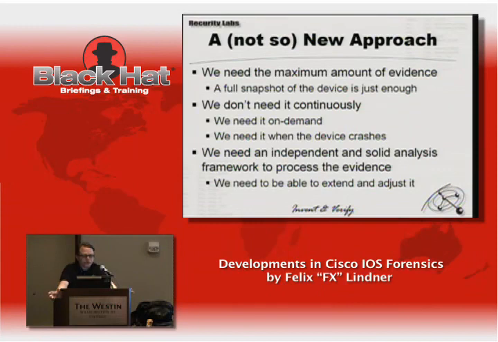What we need is the maximum amount of evidence that we can possibly get. So essentially, a full memory snapshot is just enough for us to work with. On the other hand, we don't need that every 5 minutes. We need that either when we have suspicion about the device or the device came down. And then we need something independent and preferably solid to analyze what we got. And that should be extendable.